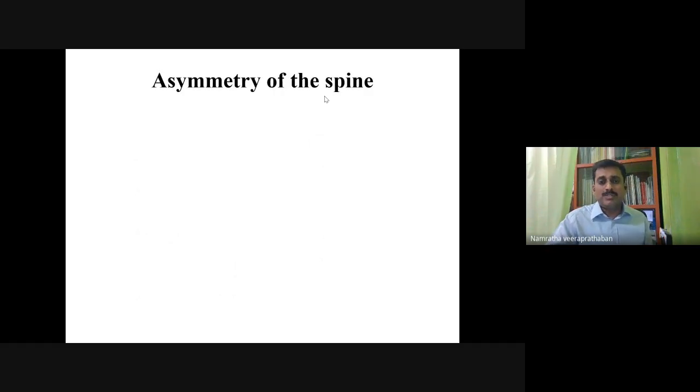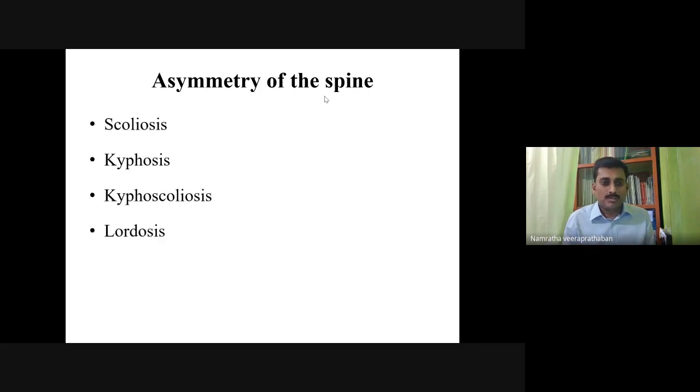Now, what is the asymmetry of the spine? We all know as professionals, there is scoliosis, which is a lateral curvature of the spine. And kyphosis is a posterior curvature of the spine. We sometimes have kyphoscoliosis together, and lordosis is an anterior curvature, or excessive anterior curvature, of the spine.